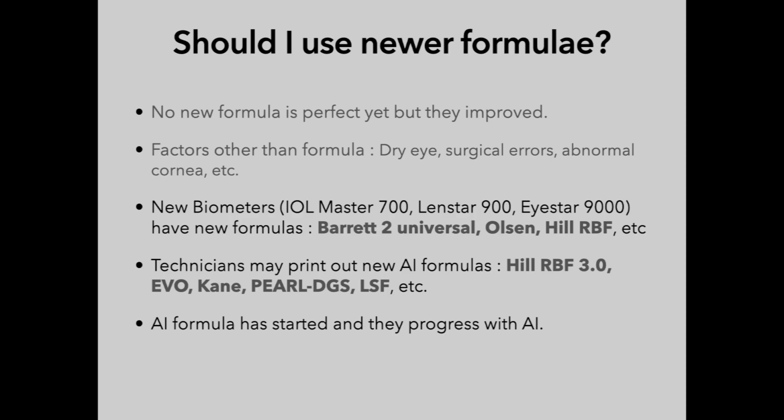New biometers provide Barrett 2 or other built-in newer formulas, but even without new machines, axial length is equally accurate in immersion, optical, and swept source OCT. Technicians may print out newer formulas. Hill RBF3, EVO, Kane, Pearl DGS, and LSF are free online. The current generation of IOL formula is AI formula, and they evolve with big data.